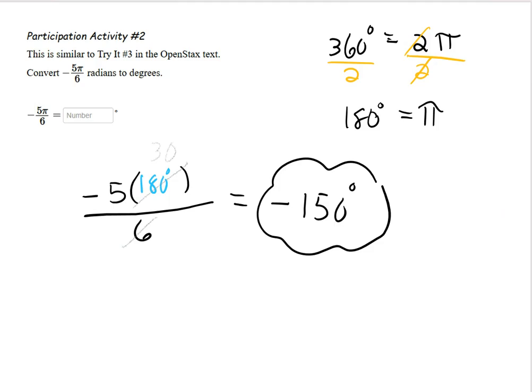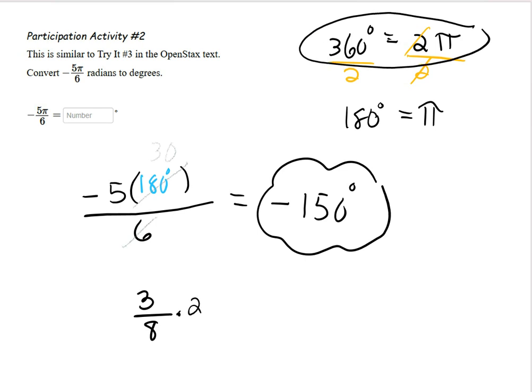It really does. So like on participation activity number one, they wanted to know 3/8 of a full rotation. A full rotation in a circle is 360 degrees. But 360 is the same thing as 2 pi, so I would just take 3/8 times the 2 pi. And forget the r. And then that just cross cancels, and there you go, 3 pi over 4. That would have been a lot easier than the way I did it before. So you decide.